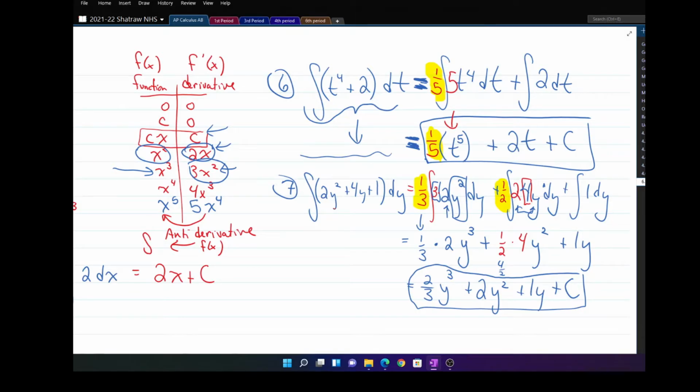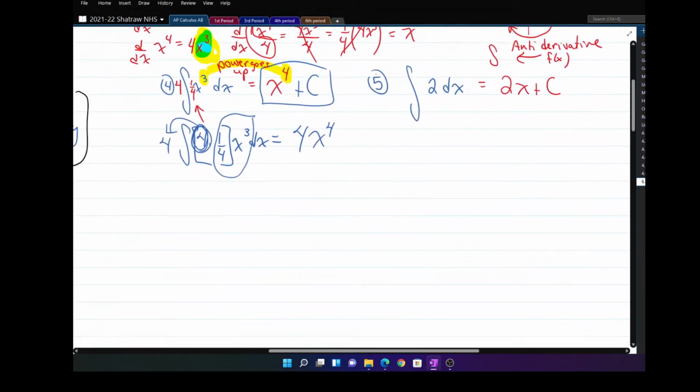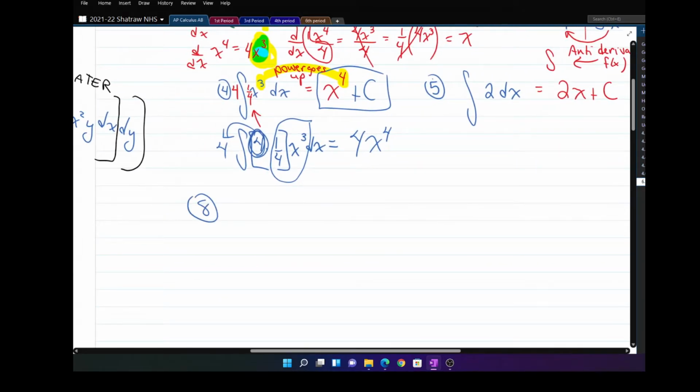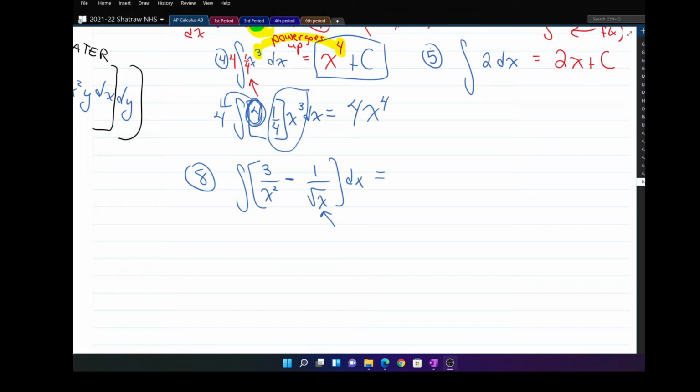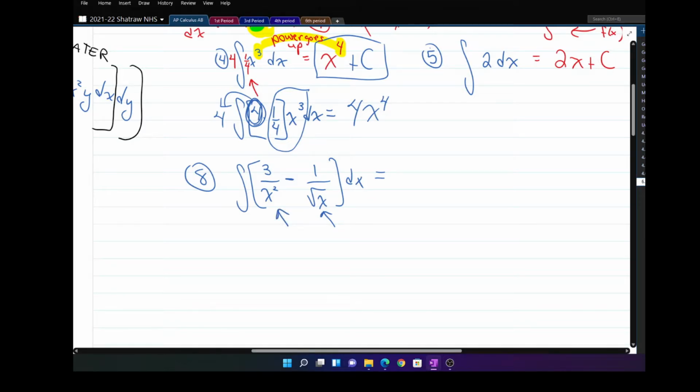But I do know that this next one is a bit more complicated looking, so let's work on it. This is number 8. It says I have the integral of 3 over x squared, and I take away 1 over the square root of x. Before I do this, let me write that. Those are both negative exponents. So I'm going to get the integral of 3 with x to the negative 2 power and a dx, and the integral of x to the negative 1/2 power, and it is negative.